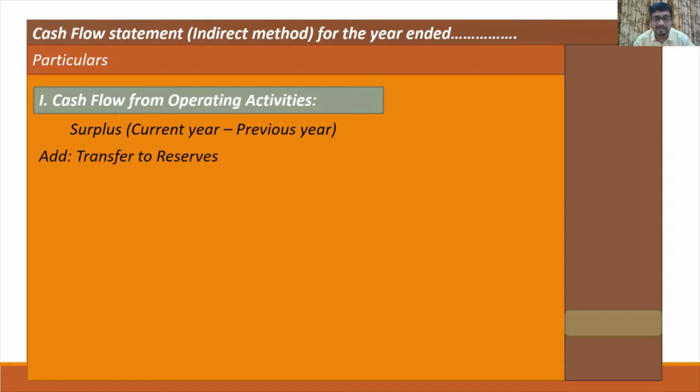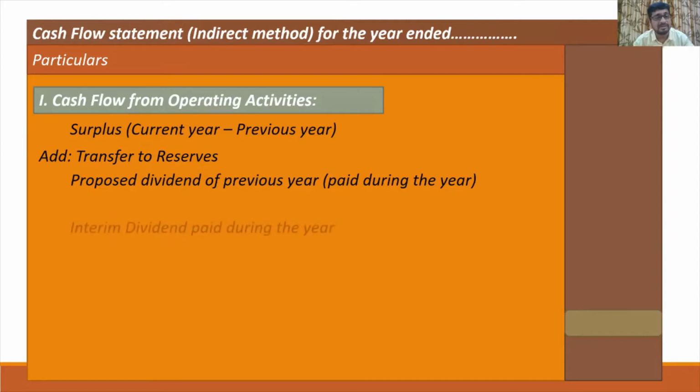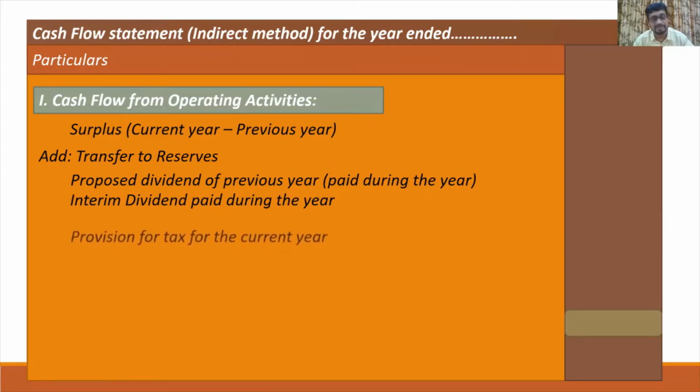And then we add any transfer to reserves. And then if any proposed dividend of previous year is paid during the year, then only it is added, children. Remember, only if it is paid during the year is the proposed dividend of previous year added here. And then if there is any interim dividend which is paid during the year. Interim dividend means, children, the dividend which is declared before the annual general meeting. If it is paid during the year, it is also added.